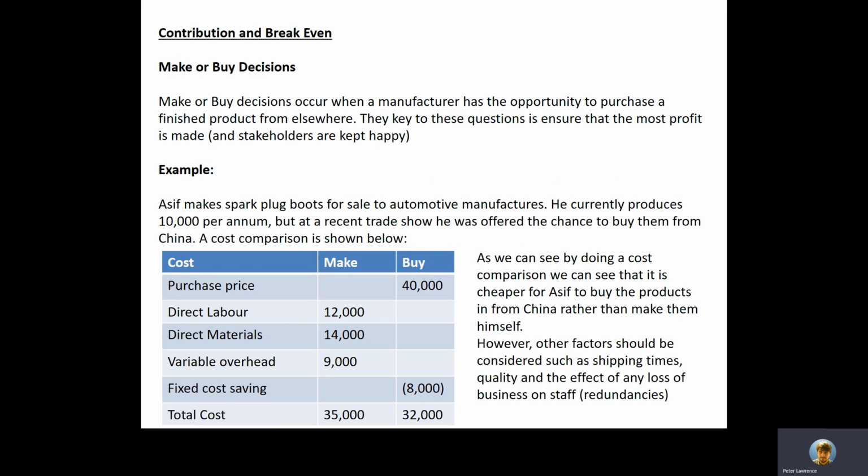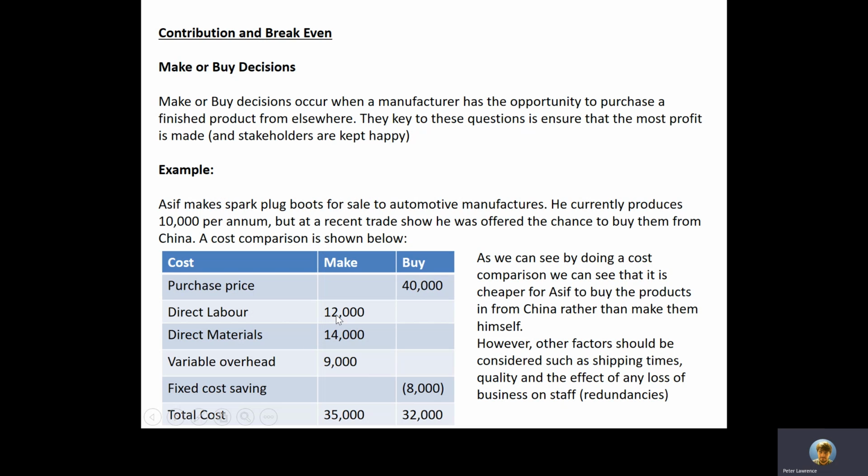We've also got make or buy decisions. So as we know, quite a lot of manufacturers these days take their manufacturing abroad. This is one of the ways that they decide whether or not to do it. So make or buy will again look at the costs involved of production. So here we've got ASIF, who makes spark plug boots for sale to automotive manufacturers. Currently produces 10,000 per annum. At a recent trade show, he's offered the chance to buy them from China. So he should do a cost comparison, which I've shown in the table here.